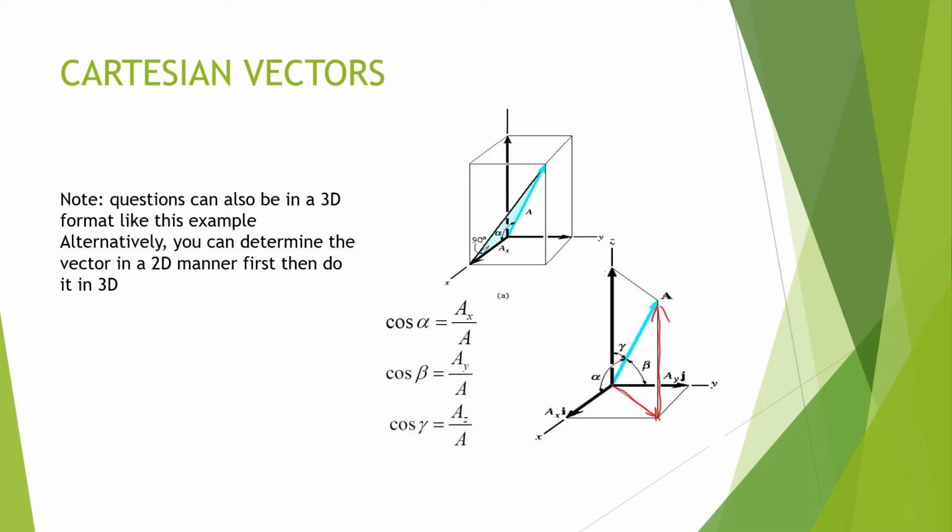Next, we have the Cartesian vectors. This is an example that vector operations can also be presented in a 3D format. To solve a question like this, you can use trigonometric functions. Alternatively, you can also determine a resultant vector in 2D, and then take into account the effect of the third vector to figure out the actual resultant vector in the question.